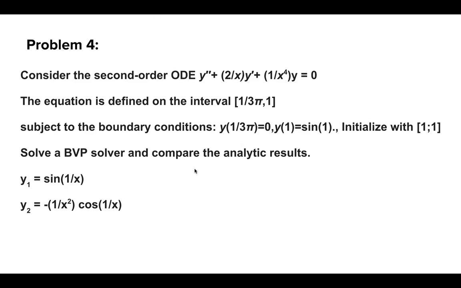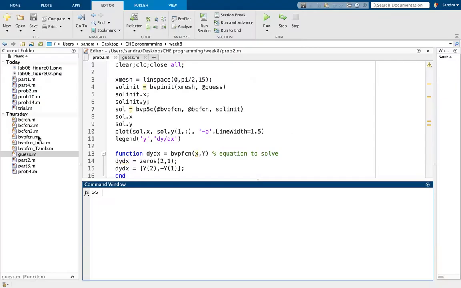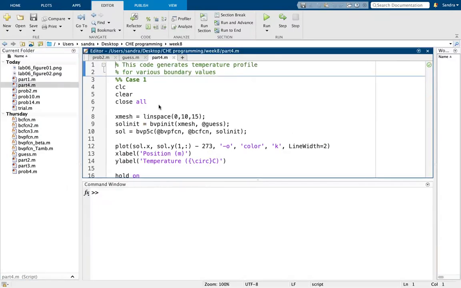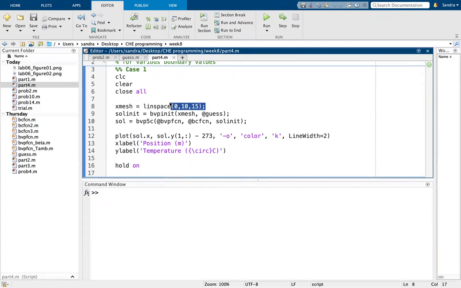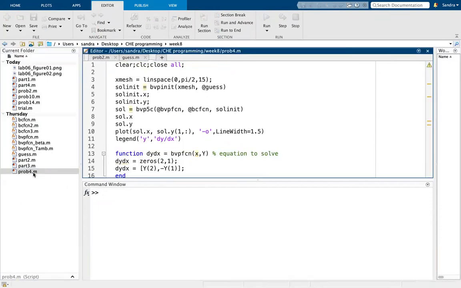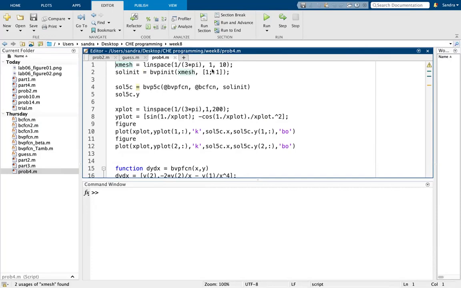So let's see the code for this. First we have the mesh that I've created, this is part 4 of the question. Here my grid is from 1 by 3 pi to 1, and I'm dividing it into 10 grids. For initialization, earlier I gave a function because the function value is different at different points. But here I want the function at every grid point to be saved as 1, 1, a column vector, so that I can give that directly here. I'll run this and show you how it looks.